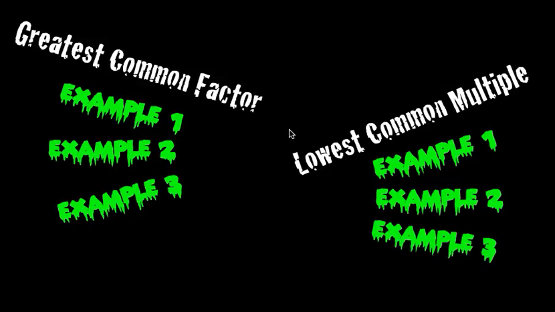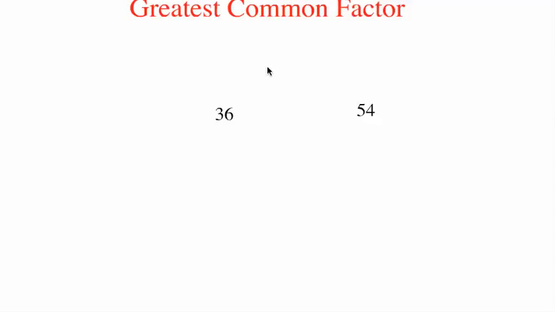Greatest common factor and lowest common multiple, but in this video we're only going to be looking at greatest common factor. So let's have a look at example 1. Here we have 36 and 54, and we want to find a number that goes into 36 and 54.